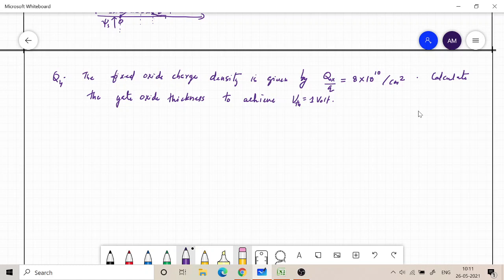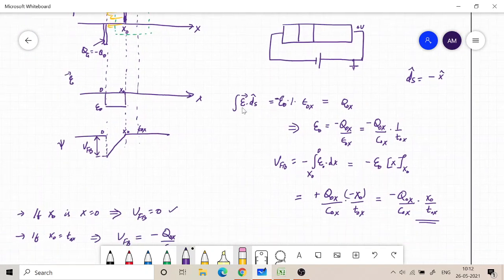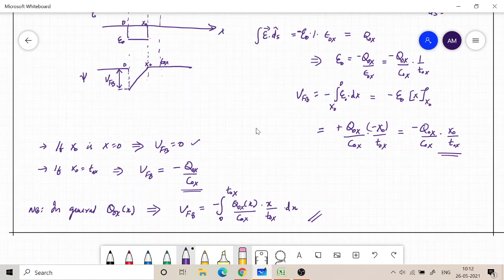In the fabrication you can control the oxide thickness, and whatever the oxide thickness is, this oxide charge will be at the interface with the same surface density. Depending upon the oxide thickness, because the flat band voltage that we derived earlier depends upon oxide thickness, let us rewrite that equation. What was our equation? Our equation was V flat band is equal to, if it is at the interface, QOX by COX.